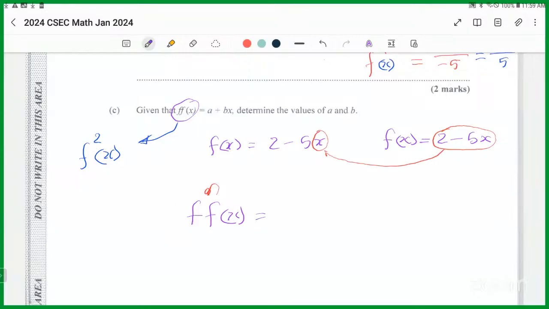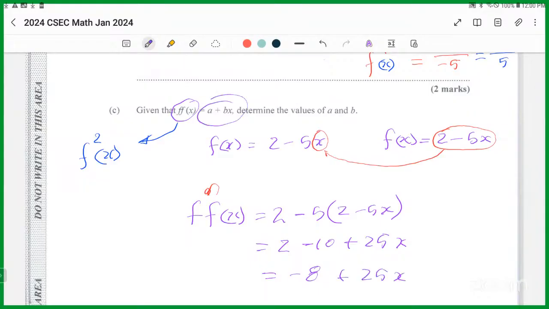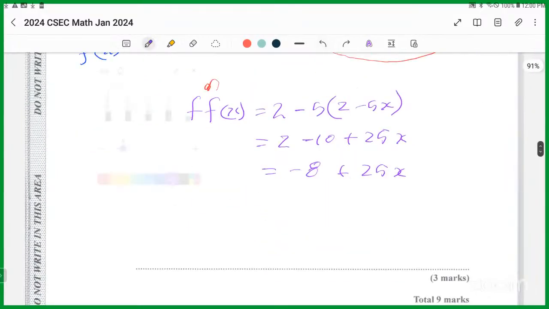So it becomes equal to 2 minus 5, and then multiplying that now by all of f coming inside here, again, which is 2 minus 5x. And now if you simplify it down to look like this, it becomes 2, and negative 5 times this 2 gives me negative 10. Then negative 5 times negative 5x gives me positive 25x. And then the 2 minus 10 is negative 8 plus 25x. And this is now in the form a plus bx.